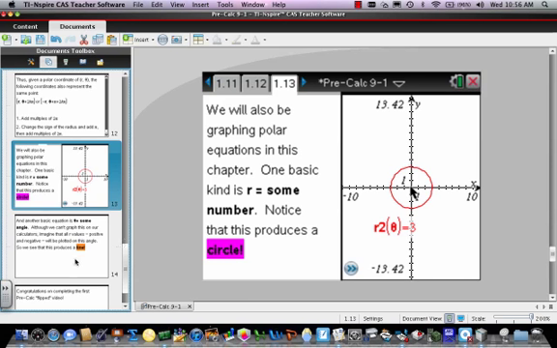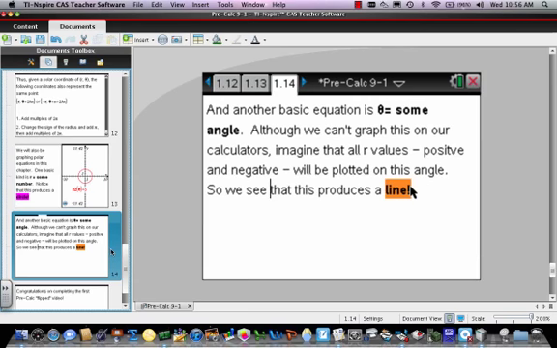And then in like fashion, we can do the same thing with theta. Now, we can't really show this on the graphing calculator, but if you picture this, an equation might be theta equals some angle. If you picture this angle, any r value could be along this angle, an r value that's positive or negative. So really what's going to be produced here is a straight line. We'll look at this in class as well.